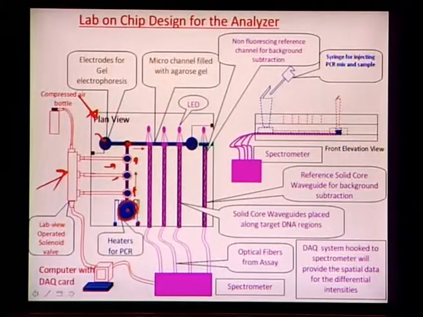So, the gel has the DNA here and you have these two sets of electrodes embedded on both sides, and when you apply a voltage, there is a tendency of the DNA to move and translate, and depending on the size you have amplified, it can move at a certain rate and go through these waveguides which are placed on the same chip.